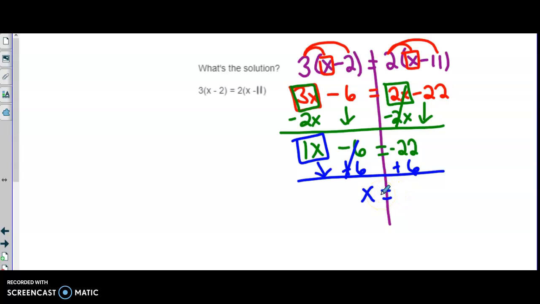And then for negative 22 plus 6, that would be a negative 16. Now, if you did still have the 1 there and you wanted to get rid of it, then you could divide each side by 1. And x would equal negative 16. No matter what, you will get x equals negative 16.